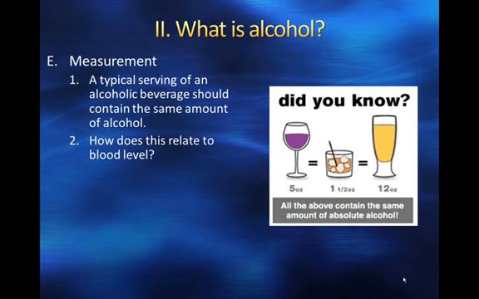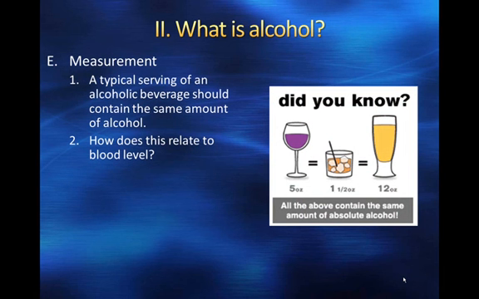In terms of measuring an alcohol serving, a typical serving of an alcohol beverage should contain about the same amount of alcohol. A 12-ounce beer and a 5-ounce glass of wine and a 1.5-ounce shot of liquor all have about the same amount of alcohol. Very handy for keeping track of how much you've had to drink.